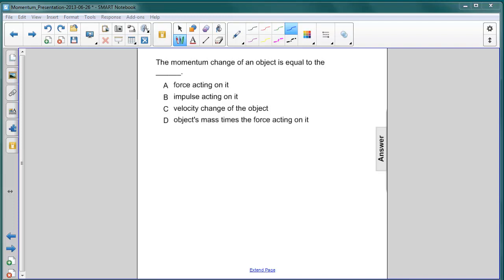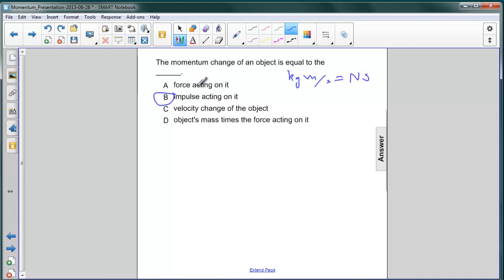Well, the answer is B. And the reason is that momentum change is equal to impulse, but also you can consider the units. In the case of momentum change, you're looking at kilogram meters per second, which is equal to also Newton seconds.